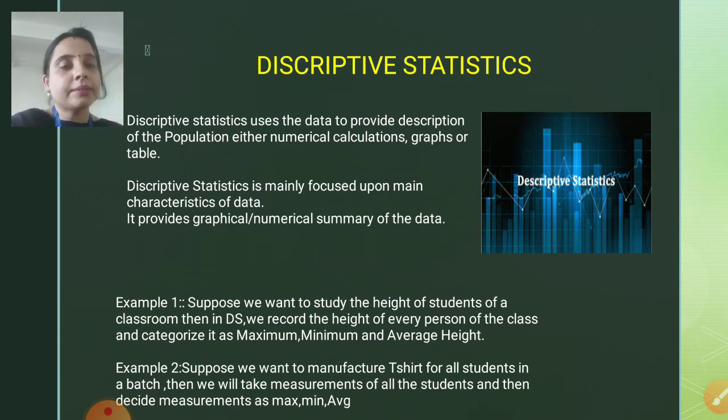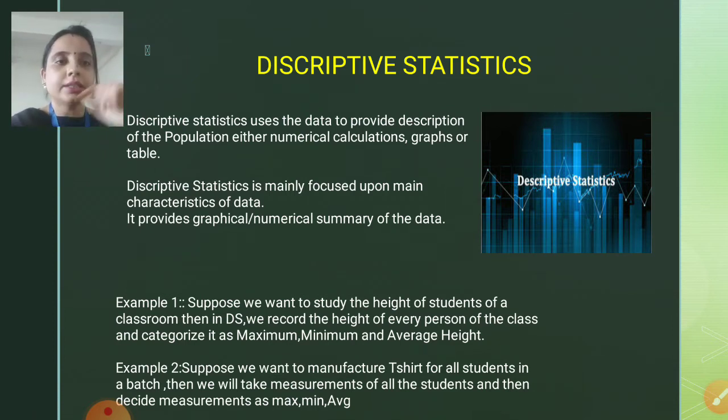So descriptive statistics mainly focuses upon the main characteristics of data. Now what do you mean by main characteristics? It will show you only the characteristics of the data which are more important or on which we need to focus. Ultimately it is giving you a graphical or numerical summary of the data. So we can take an example of descriptive statistics, you can read the example.